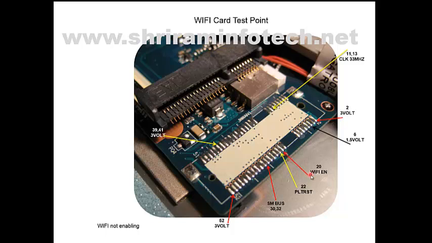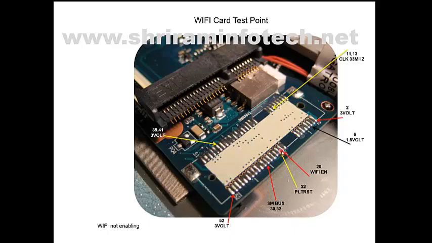This signal comes from the SIO. Here you should get 3 volts at this pin. If you are not getting 3 volts at this pin, then the possibility is that your Wi-Fi switch may be faulty, or this signal is not coming from the SIO. So maybe your problem is in the SIO.